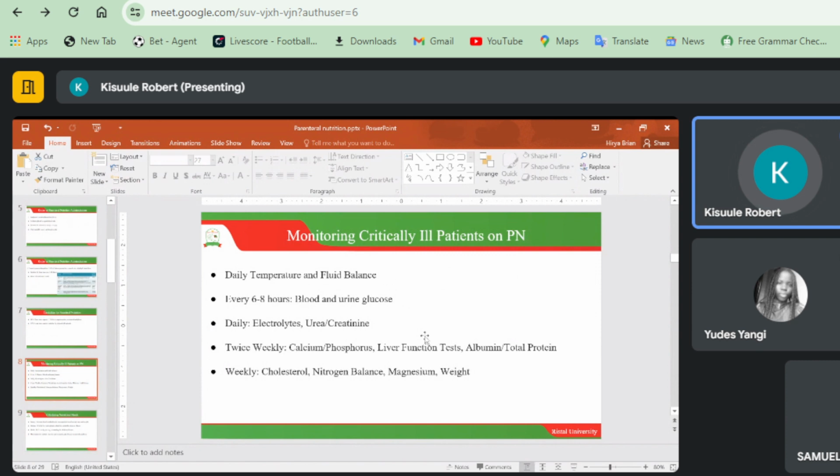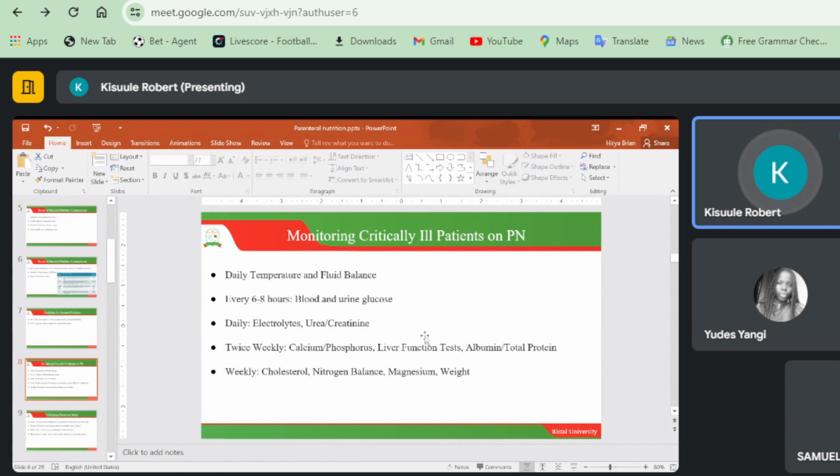So, monitoring critically ill patients on parenteral nutrition. What are the indicators for us to monitor when someone is on parenteral nutrition, whether peripheral parenteral nutrition or total parenteral nutrition? First, we'll look at daily temperature and fluid balance.